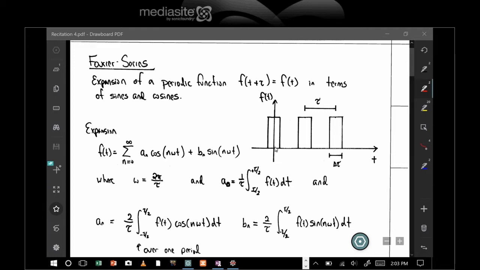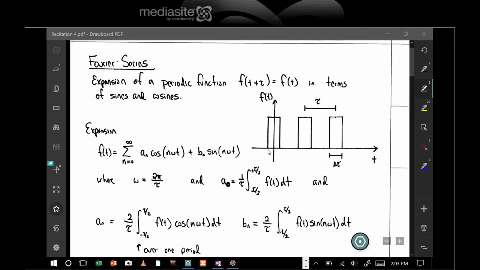I'm going to have some function that repeats. So it's a periodic function. f of t is a periodic function. And we can always define a periodic function in such a way that f of t evaluated at t plus some period tau gives me the same function. So that means the function repeats. Okay, so here I give an example.